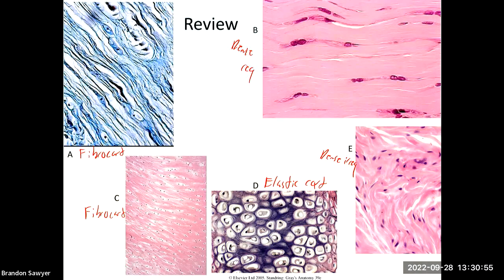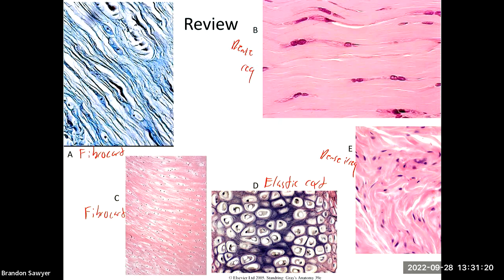Okay. Well, let's label these first since I got them up there. What do we got? What's A? Fiber cartilage, okay. What's B? What is it? What'd you say? Dense regular, yeah, absolutely. That's dense regular connective tissue. Okay, what's C?